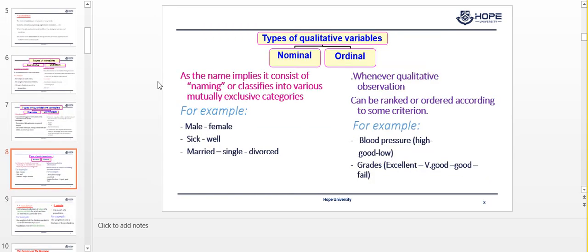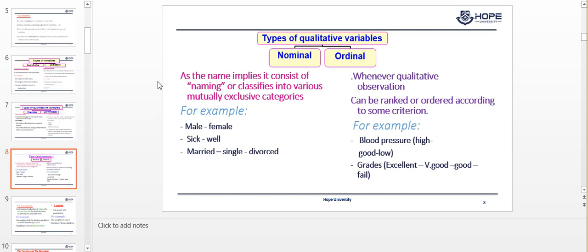Types of qualitative variable, also known as scale of measurement. It could be nominal, ordinal, or scale. Nominal is mostly qualitative, having only a name origin, with no arrangement or order, like male and female, which are only names. It doesn't matter who's first or who's second, there is no arrangement. Sick and well, no arrangement. Marriage status, single, something like that.